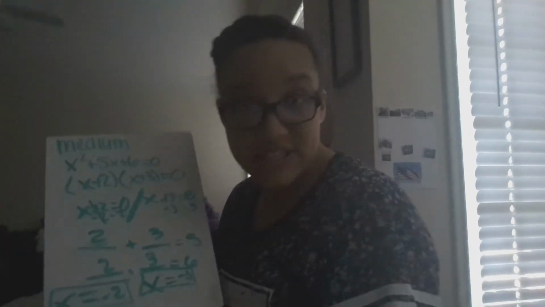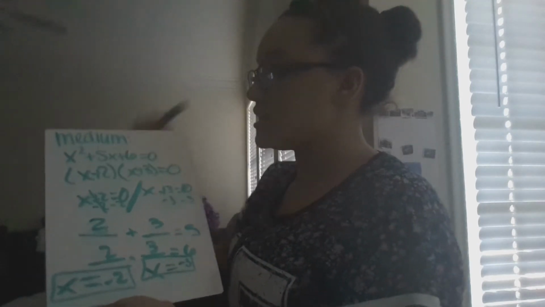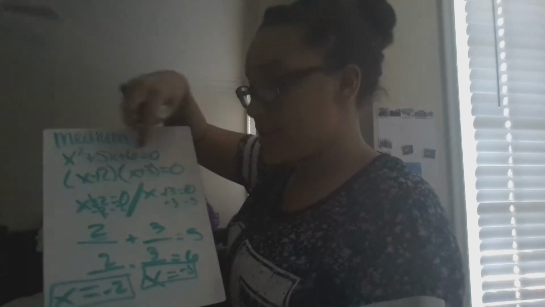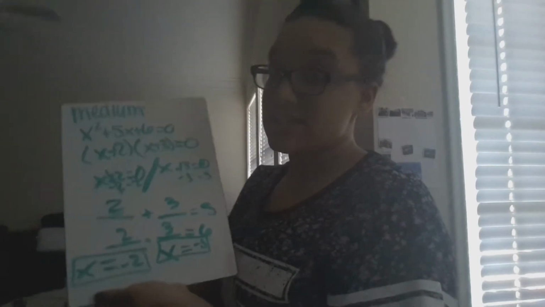So then you get 2 and 3 because they add to 5 and multiply to 6. And so then you put them up here, and you get x plus 2 and x plus 3 equals 0. And so then you have to separate them, and you have x plus 2 equals 0 and x plus 3 equals 0. Now you have to isolate the x afterwards. So it's going to be x minus 2, x minus 2, and then 0 minus 2, x minus 3, and 0 minus 3. And you get x equals -2 and x equals -3. Alright? And that was your answer. Those are your solutions for the medium one.